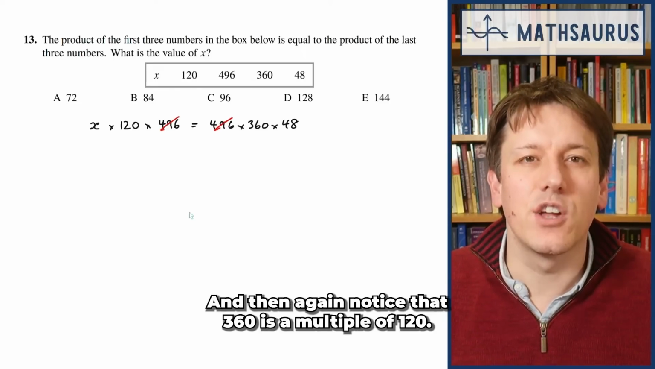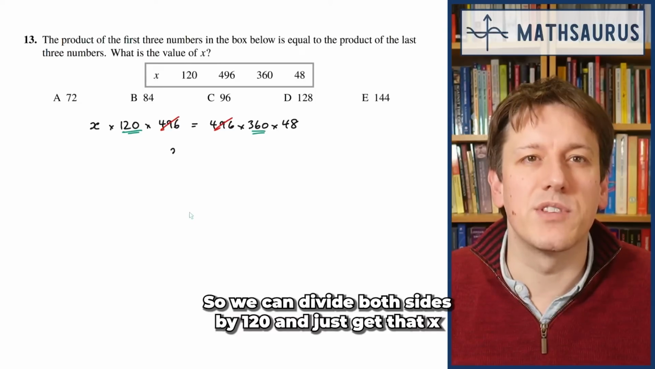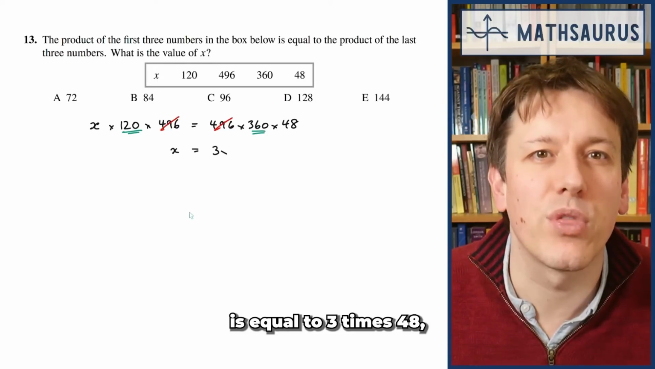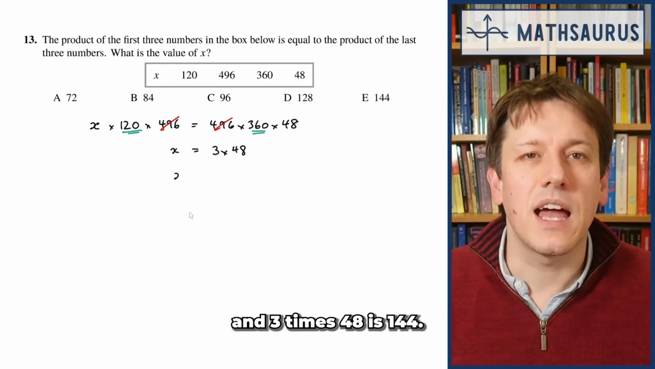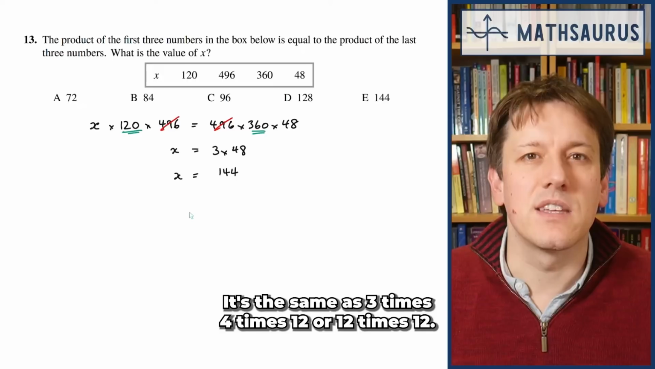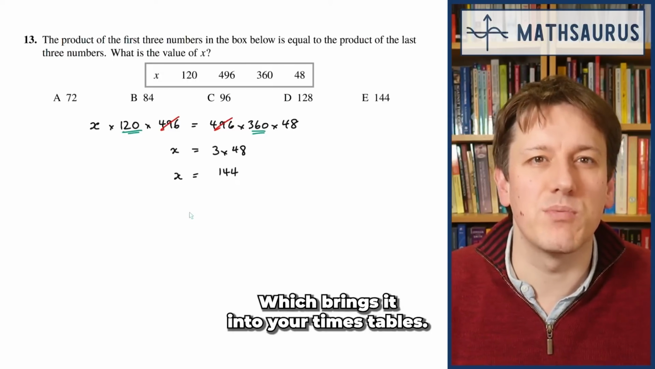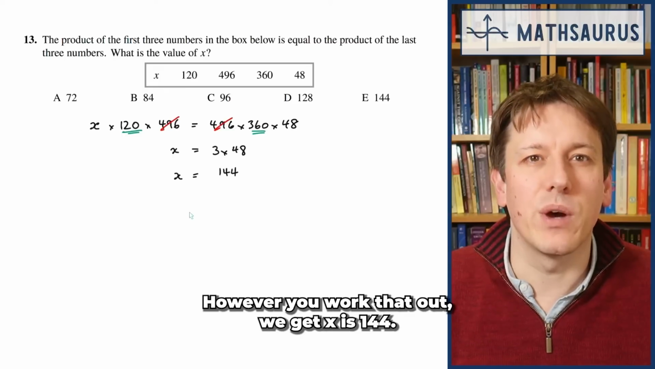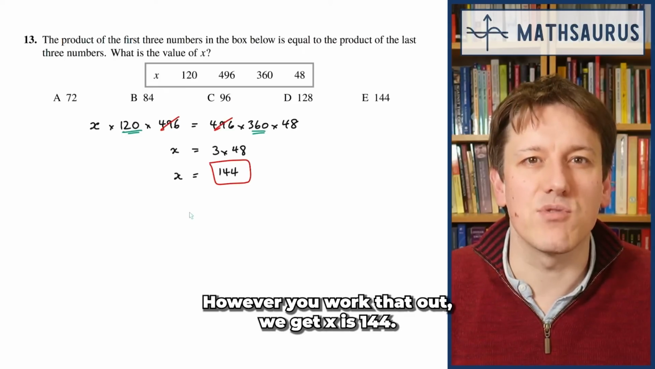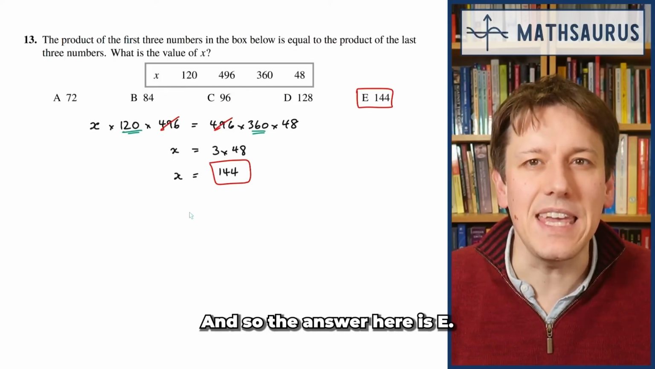And then again, notice that 360 is a multiple of 120, so we can divide both sides by 120 and just get that x is equal to 3 times 48, and 3 times 48 is 144. It's the same as 3 times 4 times 12, or 12 times 12, which brings it into your times tables. However you work that out, we get x is 144, and so the answer here is E.